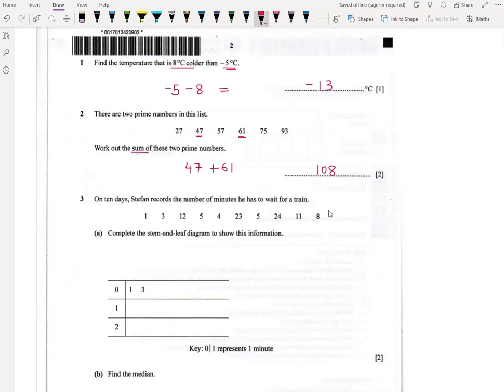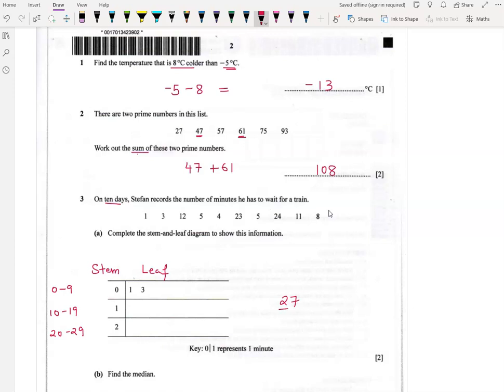Question 3. On 10 days, Stephen records the number of minutes he has to wait for a train. Complete the stem and leaf diagram to show this information. So the first column that we have is the stem and the second column is the leaf. In the first row, which is the ones row, we have all the values from 0 to 9. The second row is the tens row. We put in the values which start from 10 to 19, and the third row, the 20s row, is from 20 to 29.